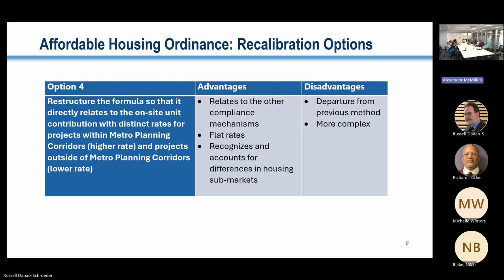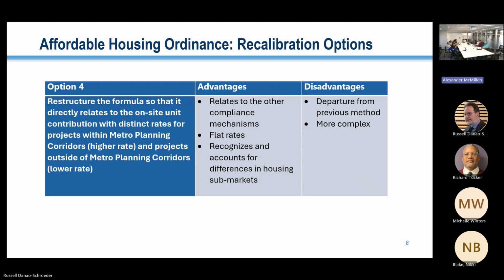But in option 4, we would have 2 different rates: one rate for higher cost areas, the metro planning corridors, so the Rosslyn-Ballston corridor and the Crystal City, Pentagon City, Richmond Highway corridor, and then another for the rest of the county, or projects outside of those corridors, because the land values, the costs, and the rents that our projects are able to charge are vastly different in those 2 scenarios.